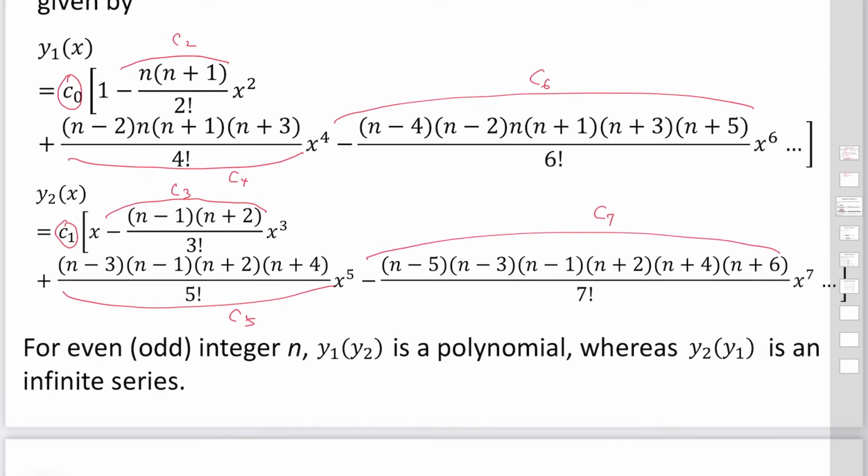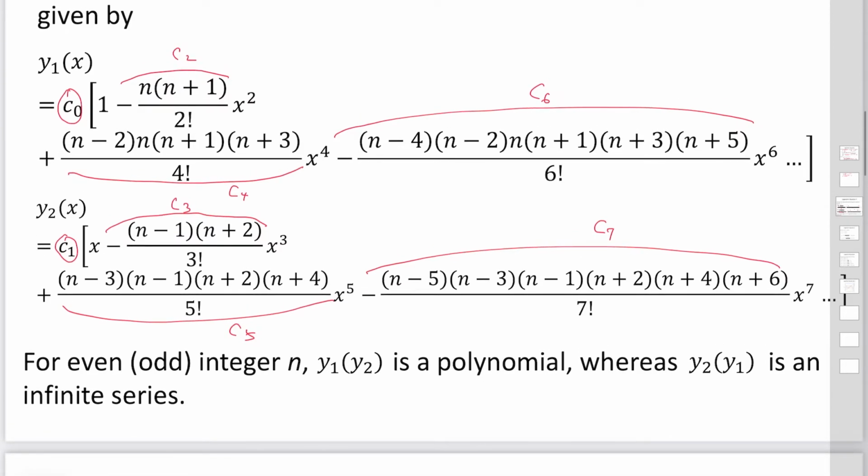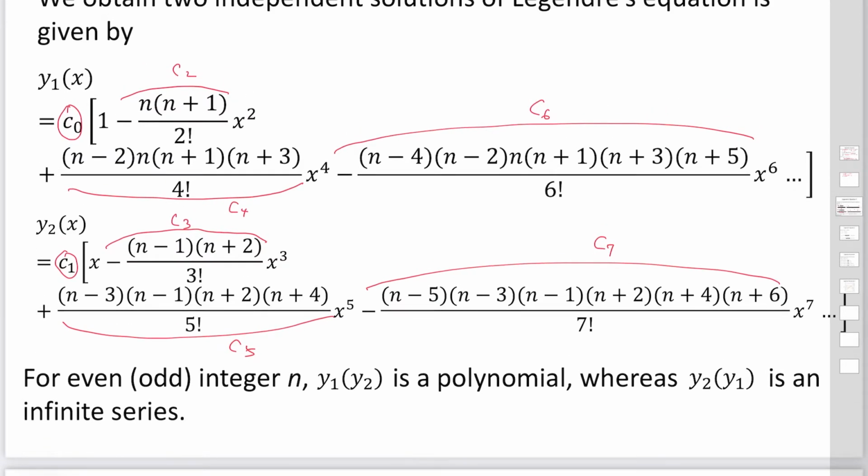If you don't consider a specific value of n, but if you look at the expressions, what happens if, for example, you choose n equals 4? Then n minus 4 becomes 0. So if you choose n equals 4, the equation of y sub 1 terminates at the third term. You need to consider up to the third term, and from the fourth term, all terms become 0. So y sub 1 cannot become an infinite series.